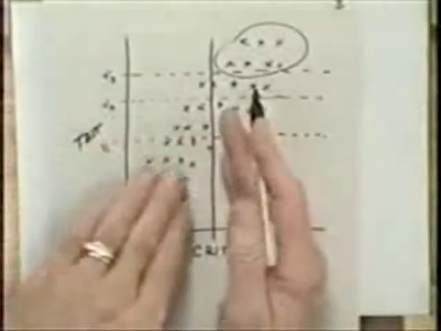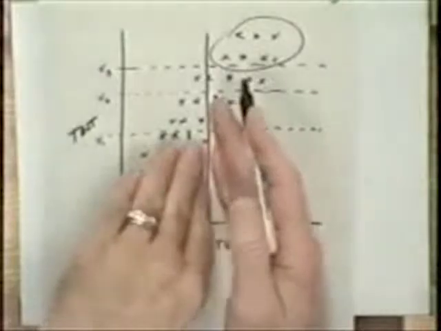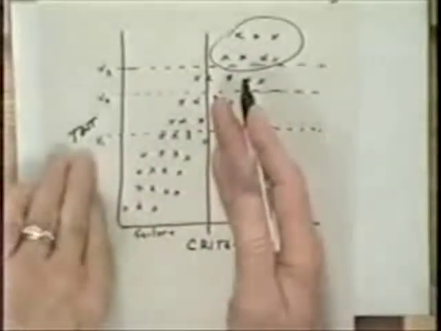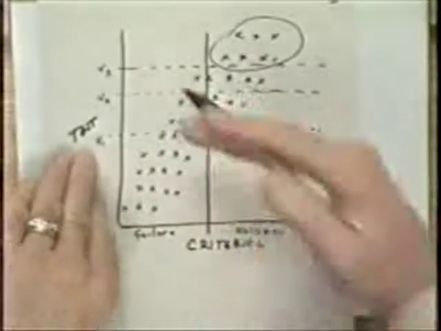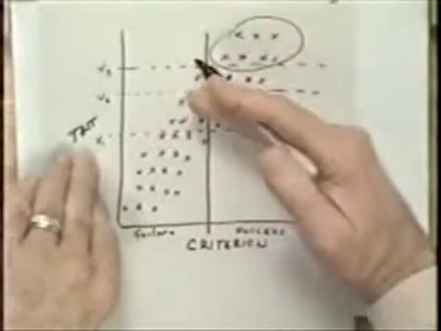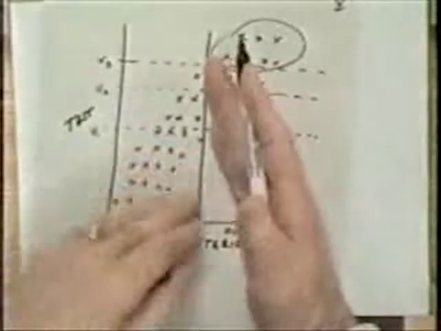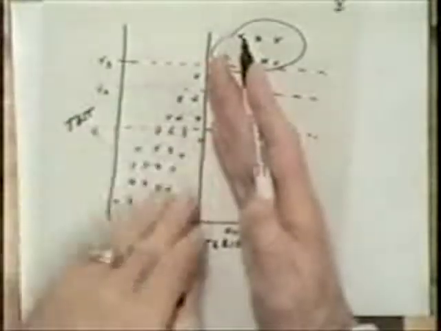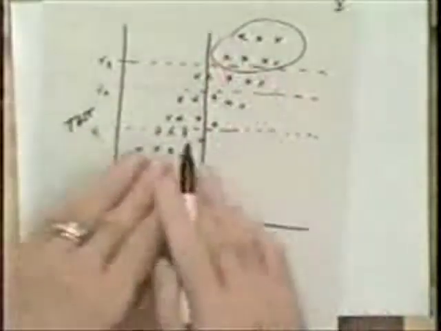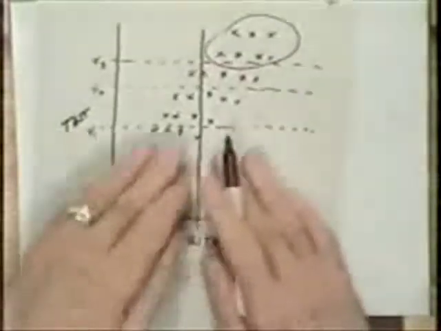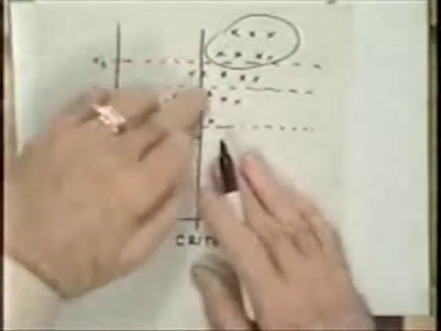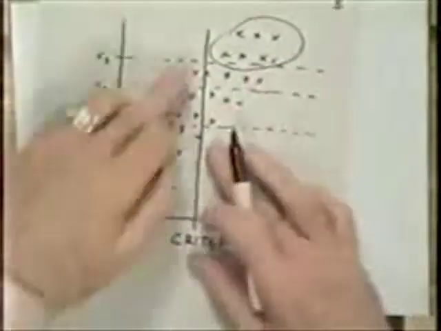Below this score, everybody failed. Some people above that score also failed, but below that score, everybody failed. So I can eliminate them from competition. But you see, I'm always going to have some in here, and I'm always going to have some in here.